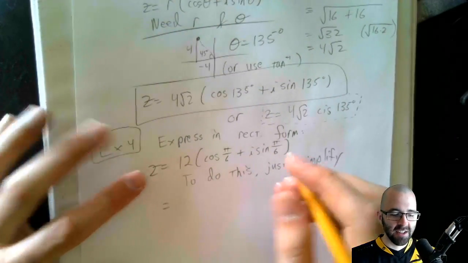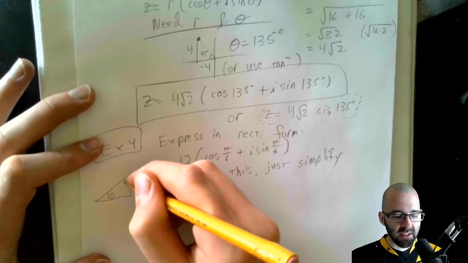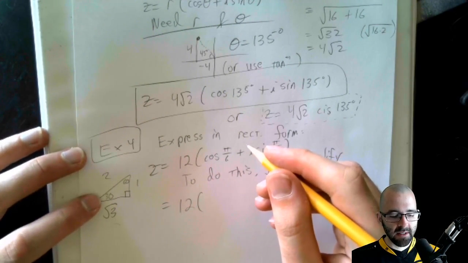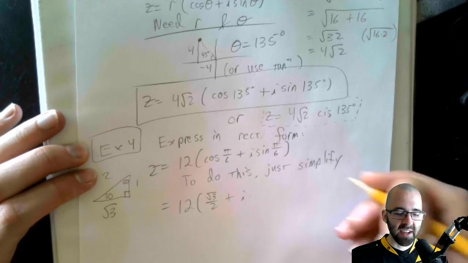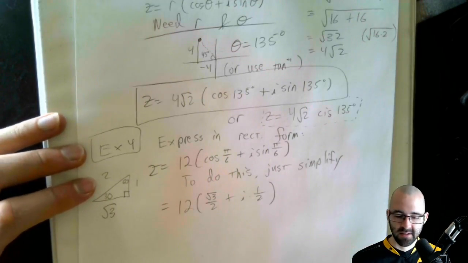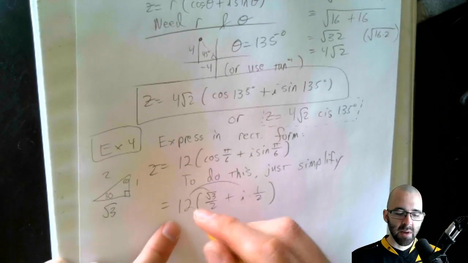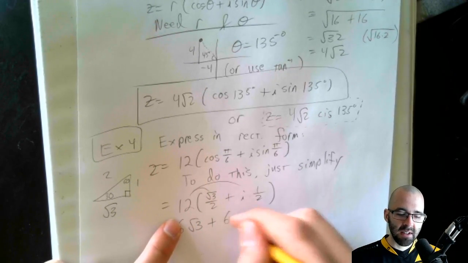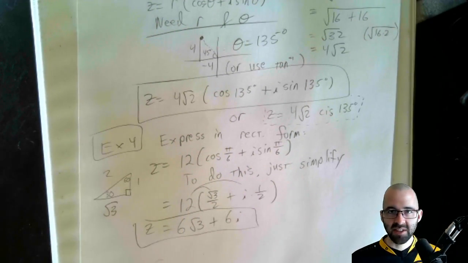All right. So, cosine of pi over 6, we can use our 30, 60, 90 triangle. Cosine of pi over 6 is root 3 over 2, plus i times the sine of pi over 6, opposite over hypotenuse, 1/2. Now we distribute. 12 divided by 2 is 6, so this becomes 6 root 3. 1/2 of 12 is 6. That's what it looks like in rectangular coordinates.